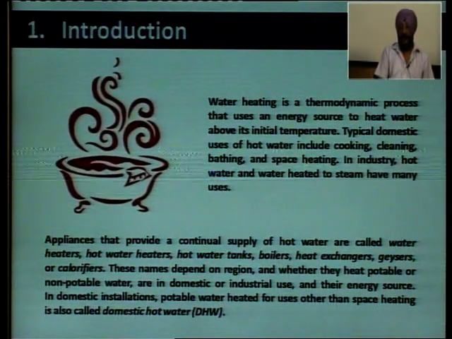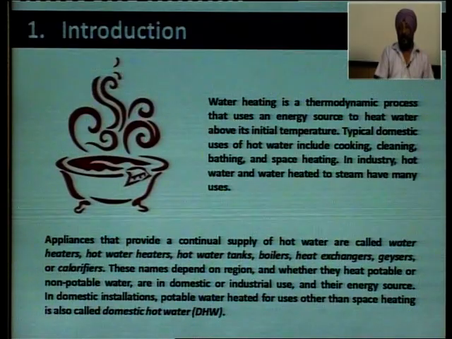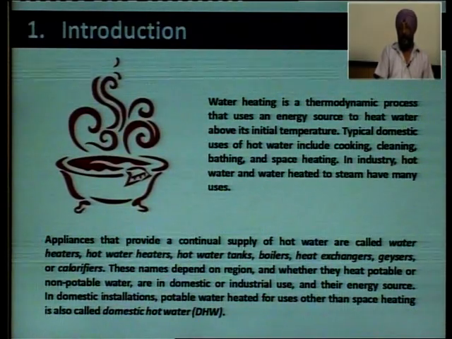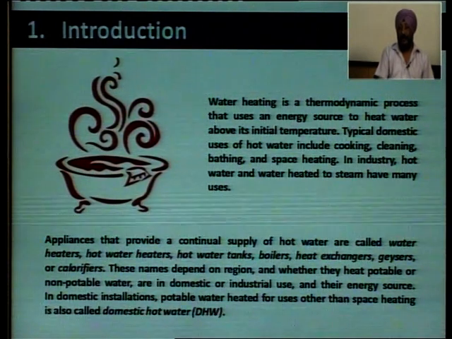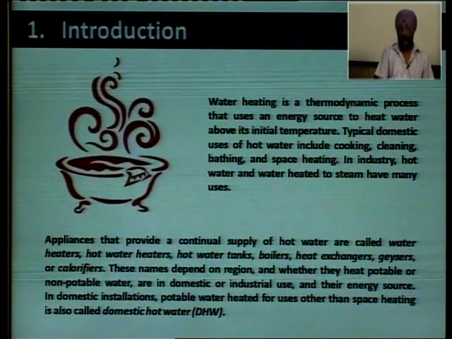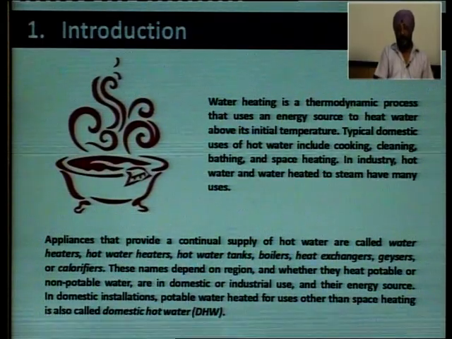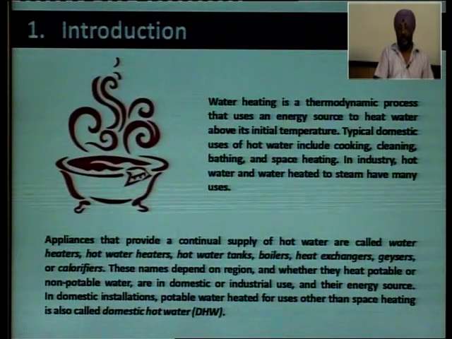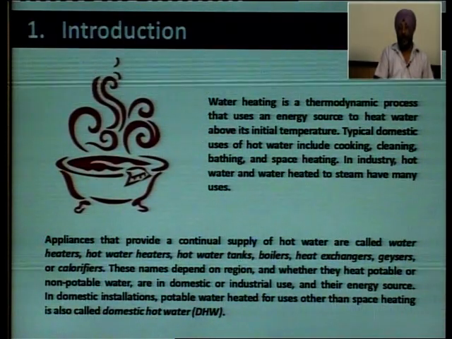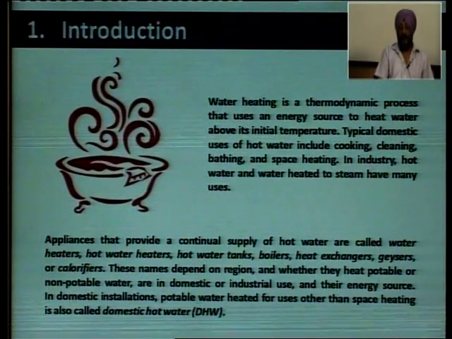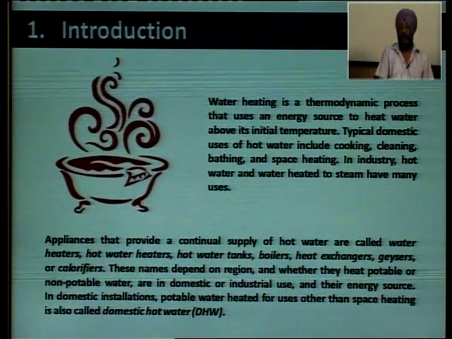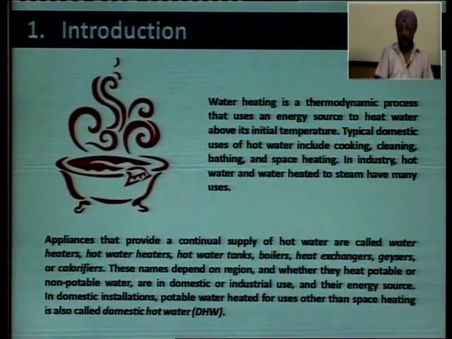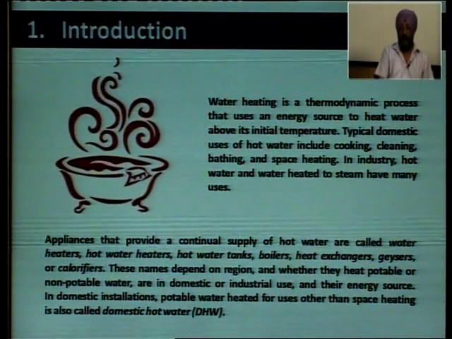So, typical domestic use of hot water includes cooking, for example in hotels, cleaning, bathing, and space heating. When you talk of industrial use, in industries hot water and water heated to steam may have uses according to the industrial processes going on. So, appliances, you read at the bottom please along with me, the appliances that provide a continual supply of hot water are called water heaters. They can also be called geysers. They are also called hot water heaters. These are different names by which they are known. They are also known as hot water tanks, as boilers, heat exchangers, geysers or calorifiers.